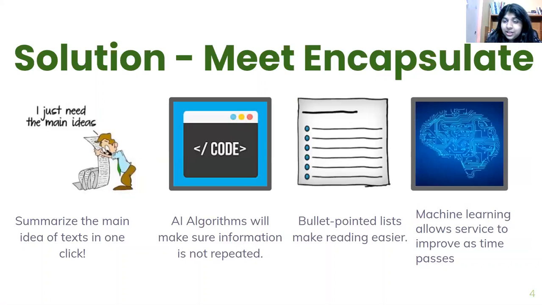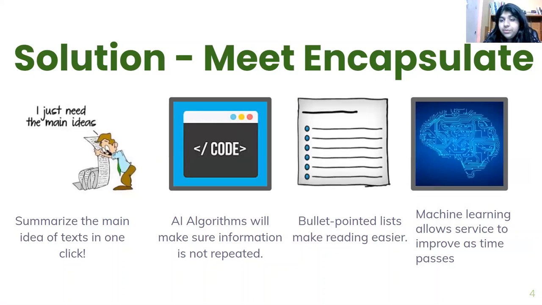Encapsulate is a product that uses artificial intelligence and machine learning to make your product better every time you use it, but also to make information a little bit more digestible. Basically, the goal of our product is to summarize the main idea of any text that you read in one click. We use AI and machine learning algorithms to make sure that every time you use our product, it becomes better. Because machine learning services essentially improve every time they're used or tested, which makes our product incredibly unique.